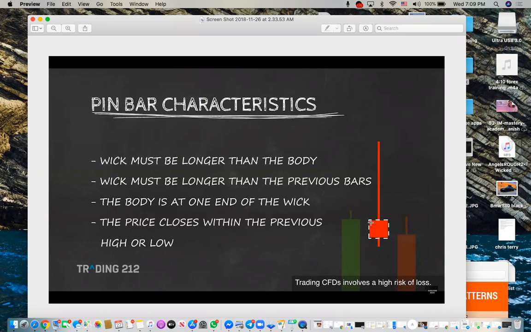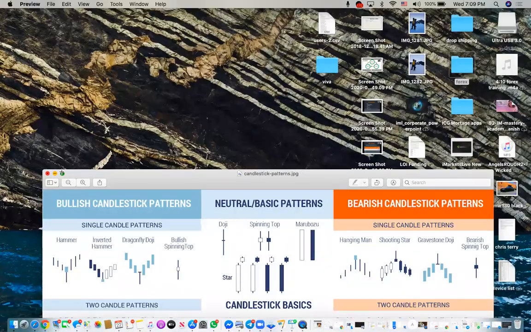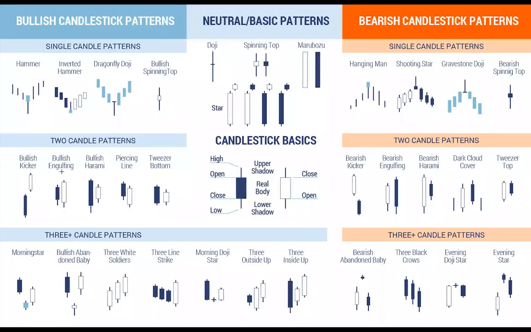It needs to close and open under, okay? The body is at one end of the wick, all right? Price closes within the previous price, meaning, again, it needs to close under. And it's going to happen at either a high or a low. Candlesticks are very important, guys. And the reason candlesticks are important is because, again, it's going to show a high probability reversal in the market.